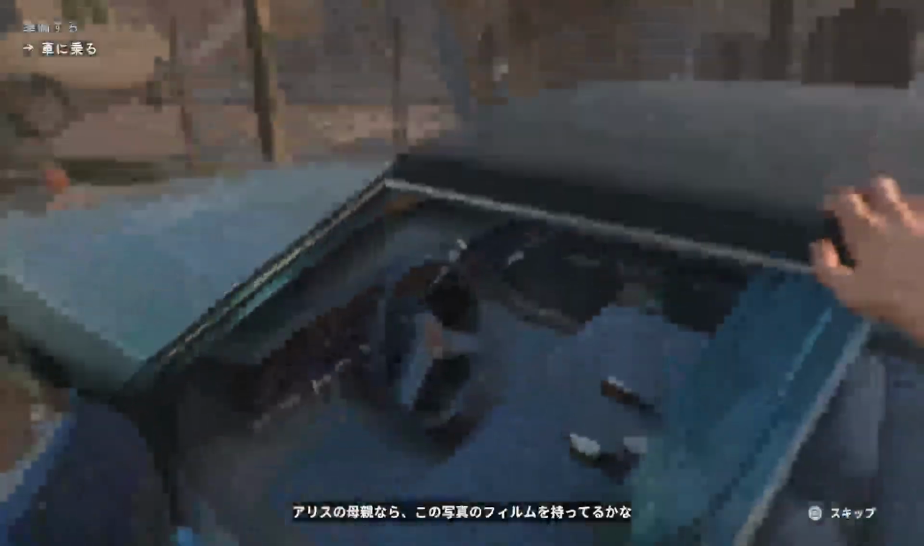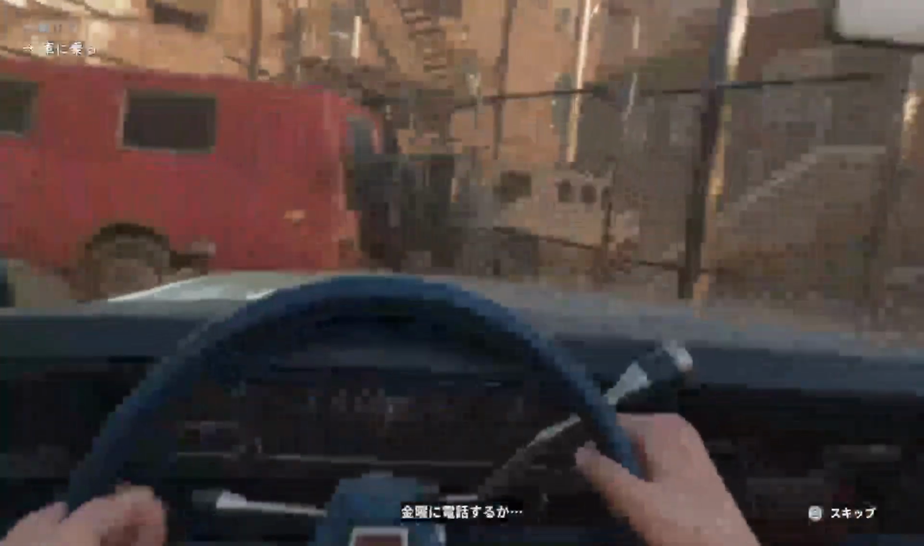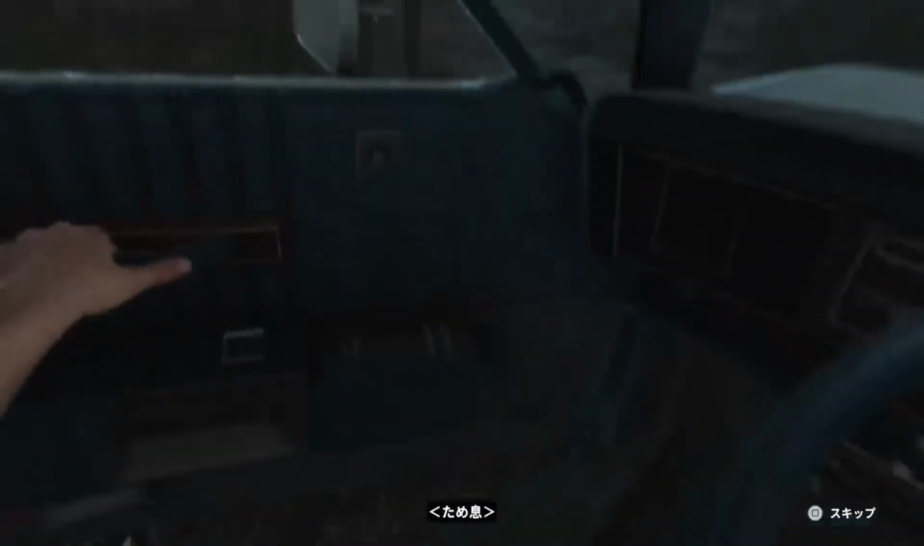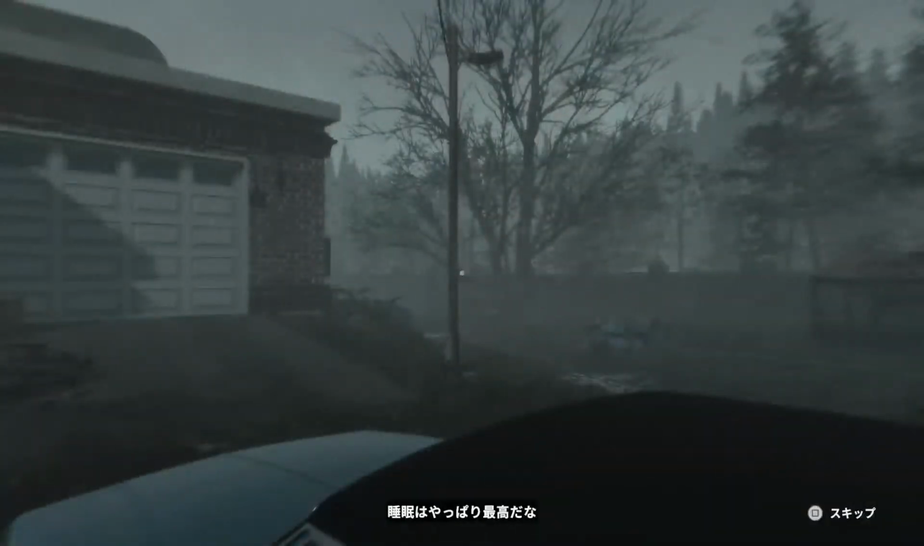I wonder if Alice's mother has a film of this photo somewhere. I actually hadn't thought about it before. I should call her on Friday. Ah, God. Why do I like sleeping so much?